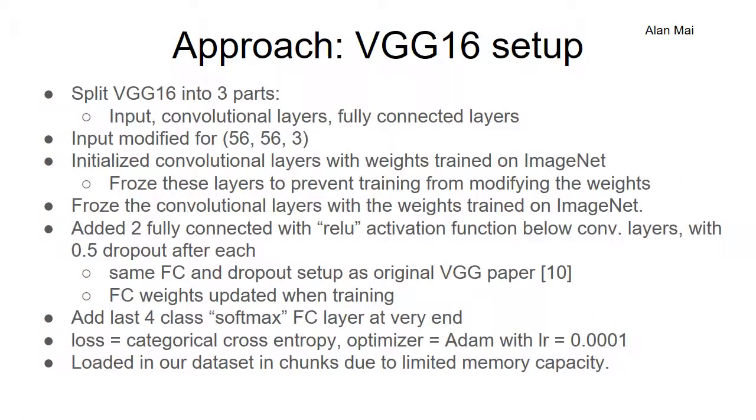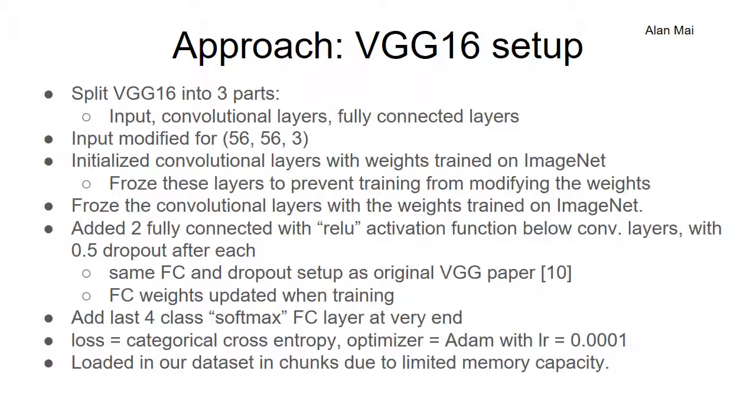To set up VGG, we split it into its 3 parts: its input layer, its convolutional layers, and its fully connected layers. The input layer was modified to accept the 56 by 56 by 3 images of our dataset. The convolutional layers were initialized with the weights trained during the ImageNet competition. Then these layers were frozen to prevent modification of the weights while training. We also added 2 fully connected layers with random initializations with the ReLU activation functions, each with 0.5 dropout, which was the original setup in the VGG paper.